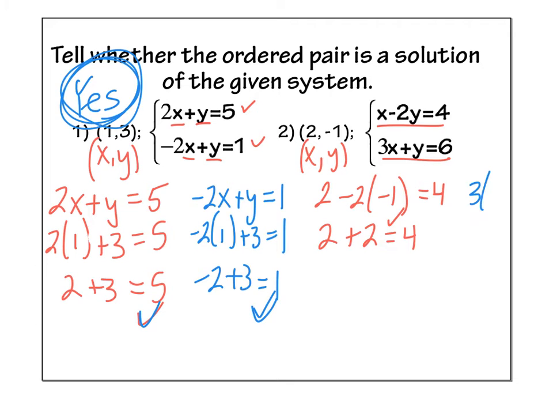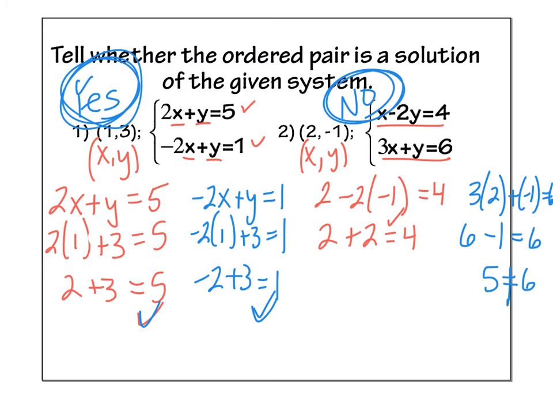The next equation, 3x plus y equals, I'm going to run out of room here, 6. So on the left-hand side, I have 3 times 2, which is 6, minus 1. 5, ladies and gentlemen, does not equal 6. So we circle that and we say no. 2 comma negative 1 is not the location of where these two lines intersect.